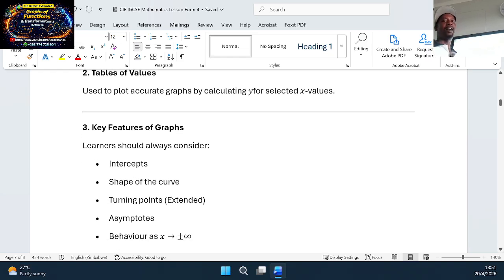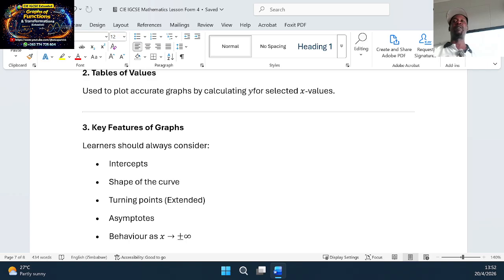One method of trying to come up with a picture of the function itself on the Cartesian plane is by completion of a table of values. Then you plot to see the shape that the graph would take. So, key features of graphs that we might be interested in: when we are drawing or sketching curves, we might be interested in points where these curves cross either the x or the y-axis. So we call them intercepts.